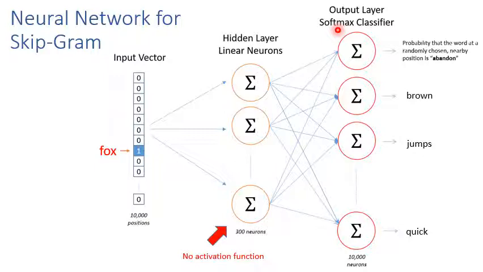Okay, so the output is the softmax classifier because we want to output the probability of each word that is the neighbor of fox. Suppose here are some examples. We can output the probability of brown or jumps or quick. The probability of brown, jumps, quick should be very high, or higher than other words, because in our training example, the quick brown fox jumps over the lazy dog, those three words are in the neighborhood of fox.